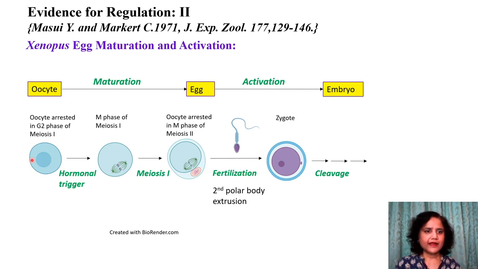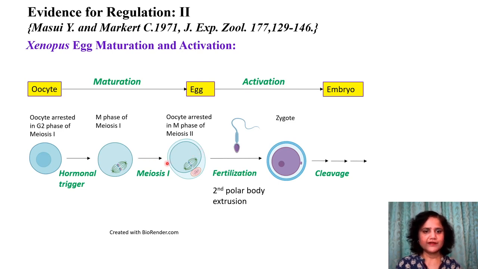So in this stage, in the G2 phase of meiosis, the cell awaits a hormonal trigger such as progesterone to enter into the M phase of meiosis 1. In the absence of such a signal, it remains arrested in the G2 phase. When the appropriate hormonal trigger is available, it enters into the M phase of meiosis 1 and undergoes meiosis 1, and then it is arrested in the M phase of meiosis 2 until fertilization.